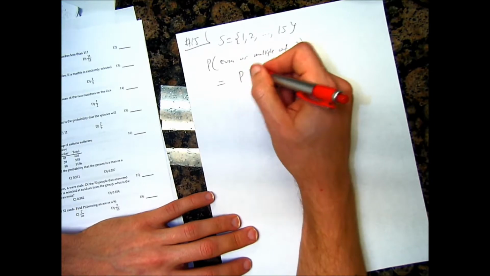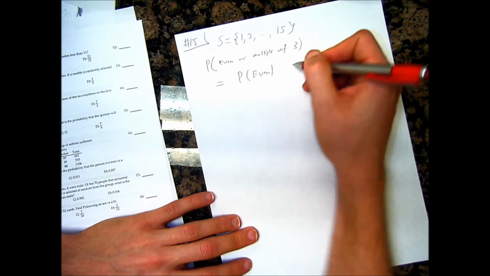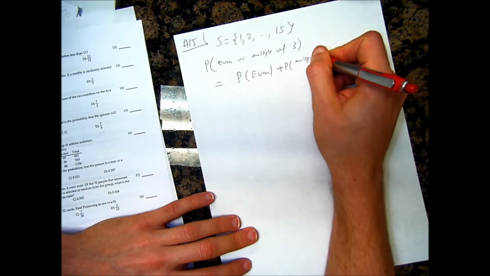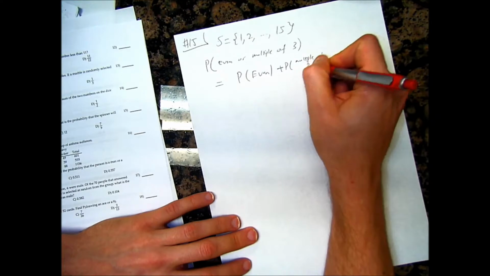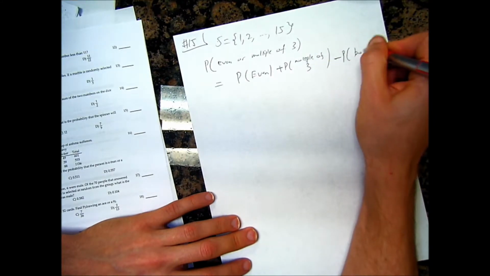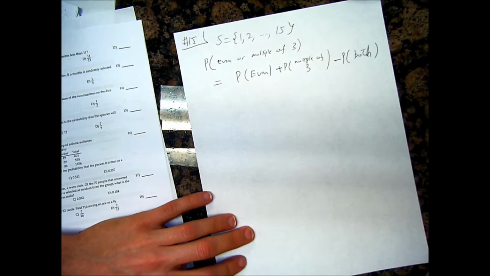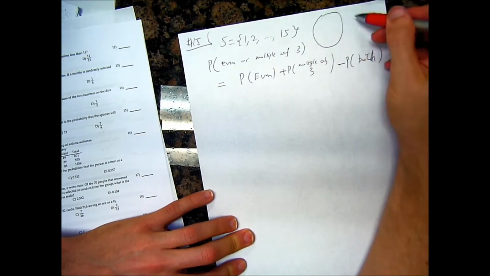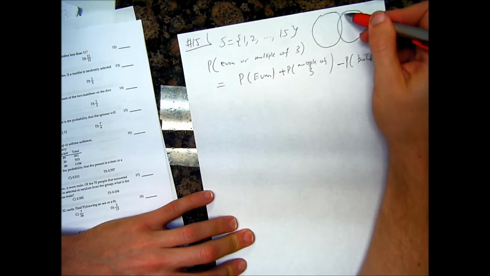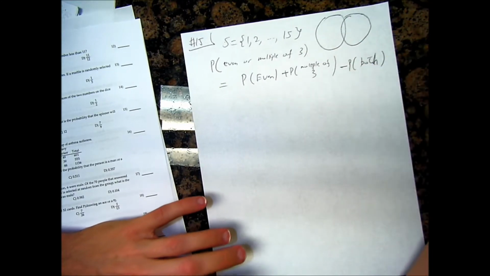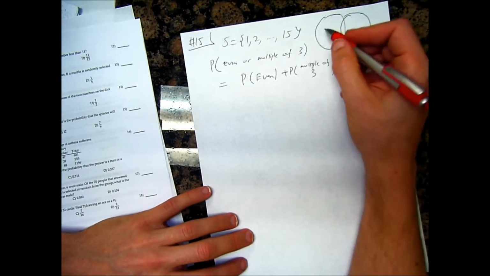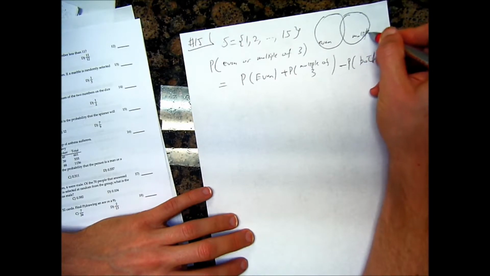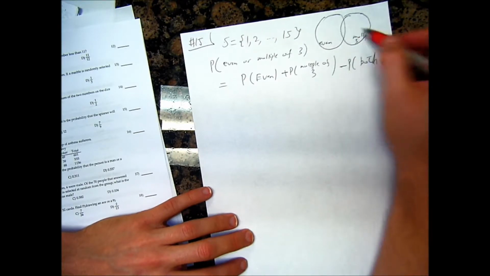So we write this as the probability of being even plus the probability of being a multiple of 3 minus the probability of both. And this is the kind of formula that we went over, when I was explaining with Venn diagrams that when you're adding probabilities, sometimes there's an overlap. So there's all the even numbers, and there's the multiples of 3, but then there's some overlap there.